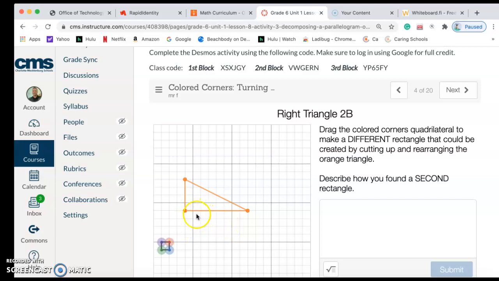Okay? So again, here's method 1. I got another right triangle here. Right triangles are easy because you can always make rectangles and squares out of them.